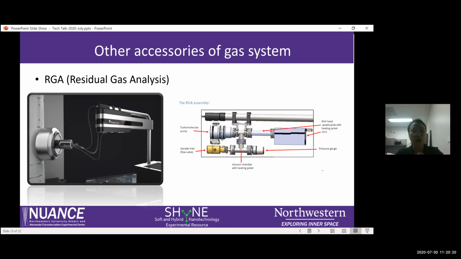So we also have an RGA, which is a residual gas analyzer, at the outlet of the gas line. It will analyze the components of the gas after the reaction. The sensitivity is supposed to be very, very high. It has a turbo pump to make sure that when the RGA is turned on, the system can go to a better vacuum condition.